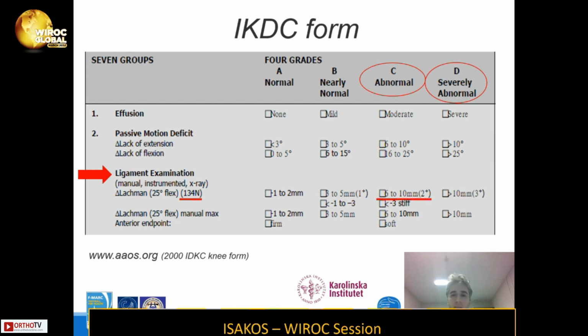And the severely abnormal grade is a side-to-side difference of more than 10 millimeters, which corresponds to a Lachman 3+. So everything which is a side-to-side laxity of more than 5 millimeters is considered abnormal.